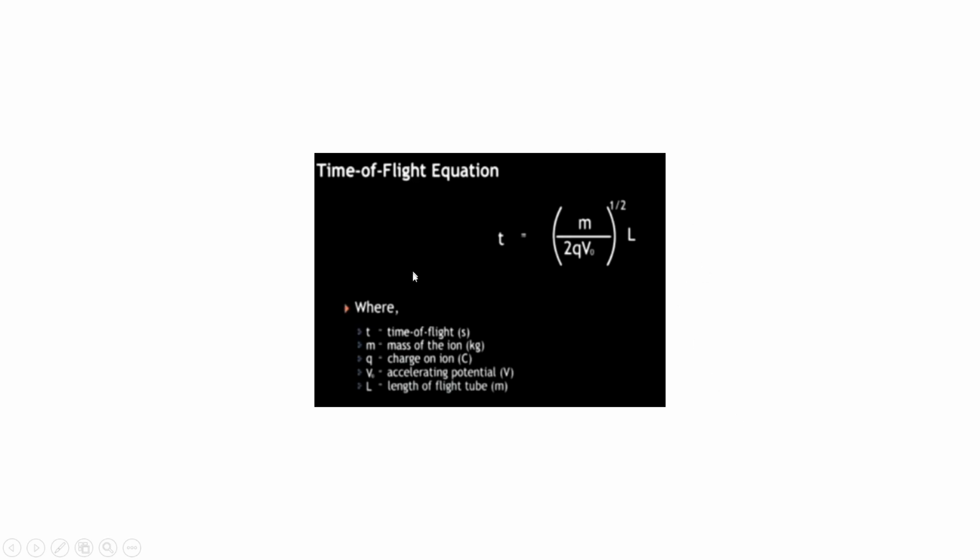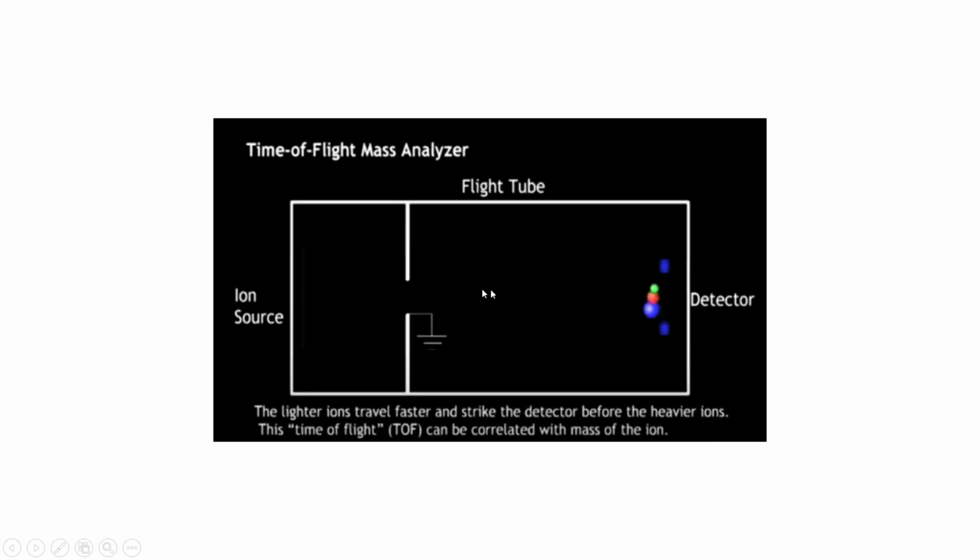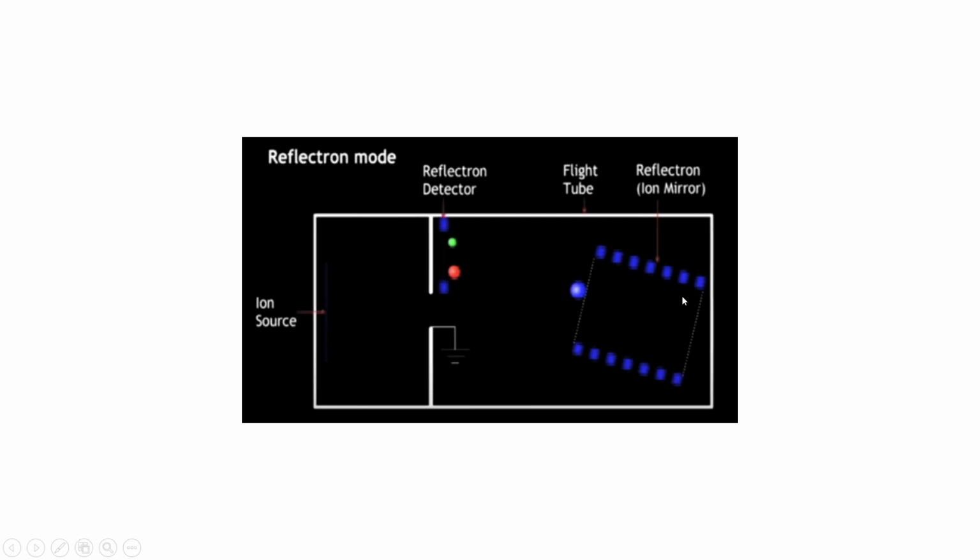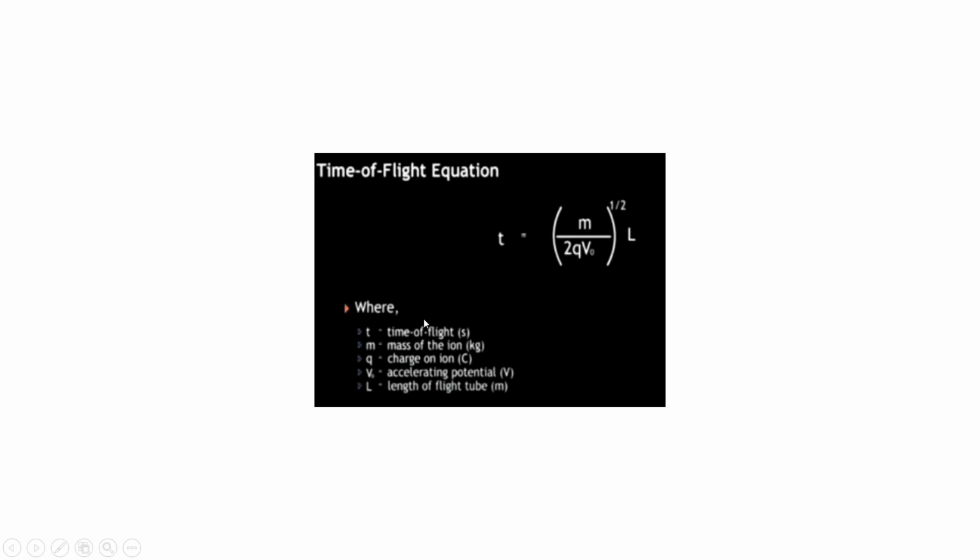As I said, this is the equation, where t is the time of flight, m is the mass of the ion, q is the charge of the ion, V is the accelerating potential, and L is the length of the tube. Here the length is this much, whereas in this technique the length is this plus this, both of them together. So that's how MALDI-TOF works.